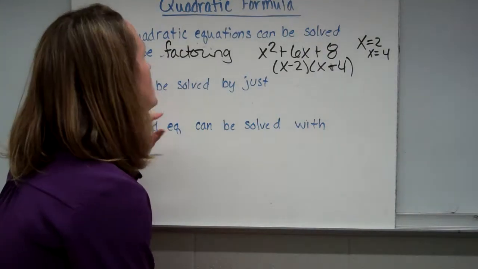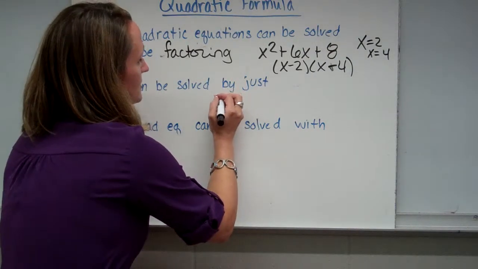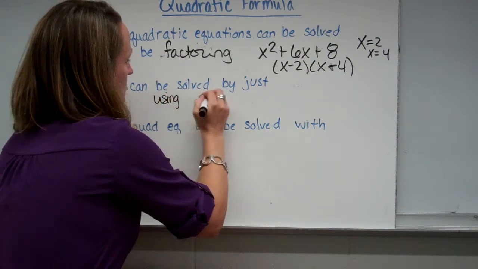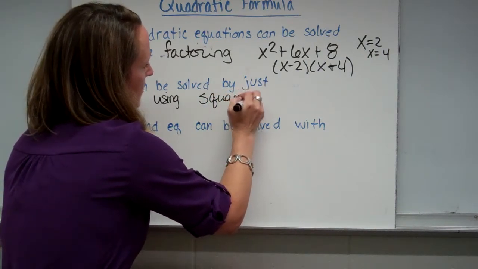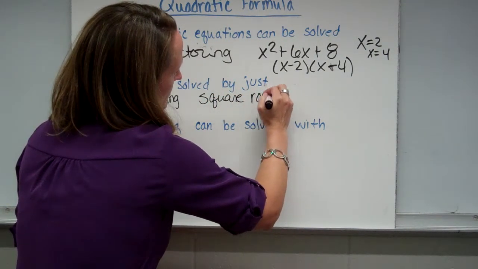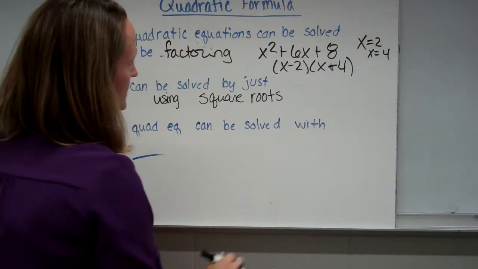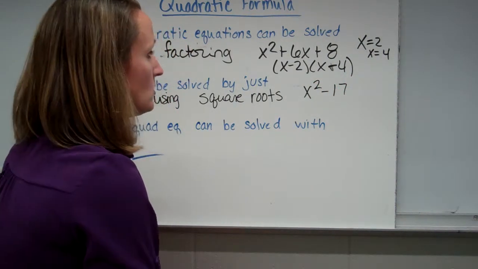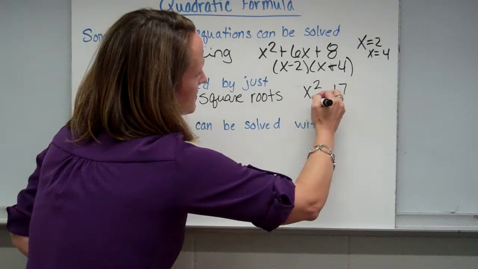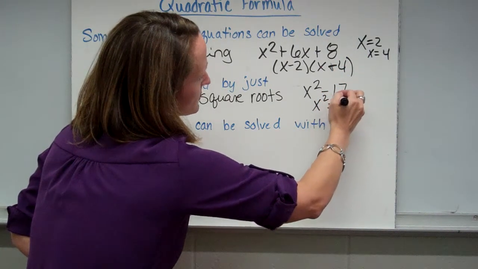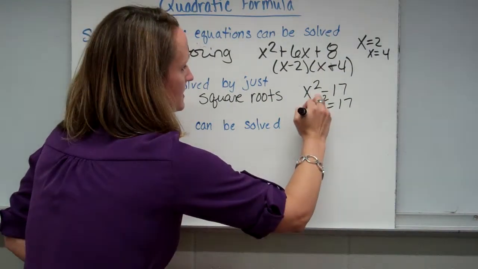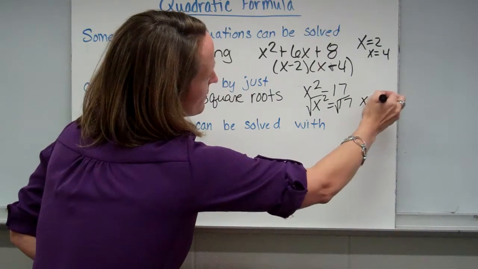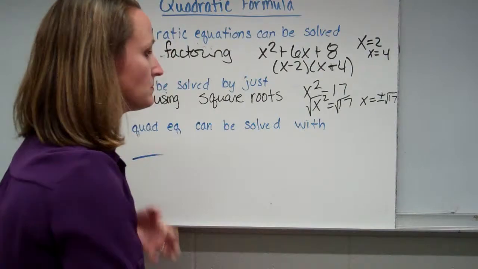We also know that some equations can be solved by using square roots. For example, if we had the equation x squared minus 17, we could solve it by moving the 17 over and making it x squared equals 17. And then to solve it, we would take the square root of both sides, and we would find out that x equals plus or minus square root of 17.